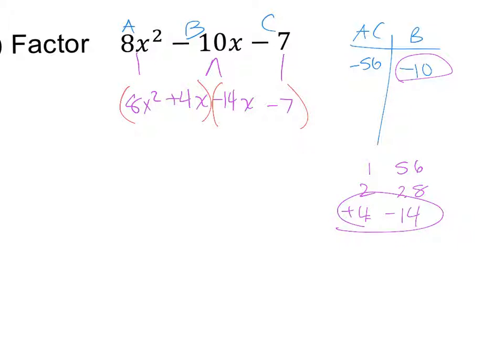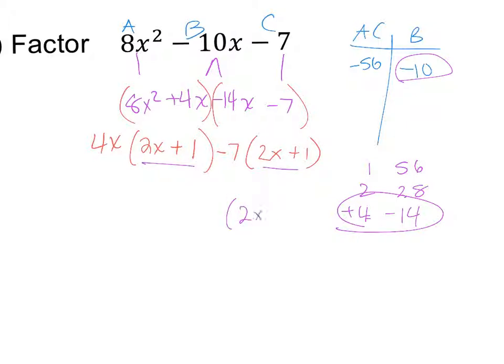What can I factor out of 8x squared and 4x? 4x. When I factor out the 4x, I'm left with 2x plus 1. Please don't forget, when you factor something out completely, you put 1 in its place. When I'm looking at negative 14x and negative 7, what can I factor out of that? Negative 7, and you're left with 2x plus 1. Fantastic. The parentheses is 2x plus 1 and 4x minus 7.